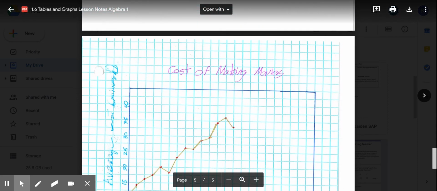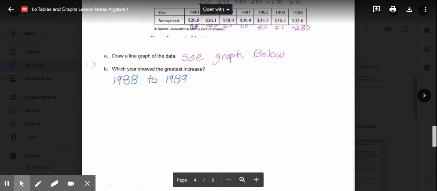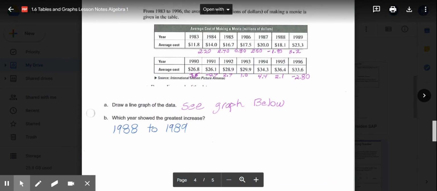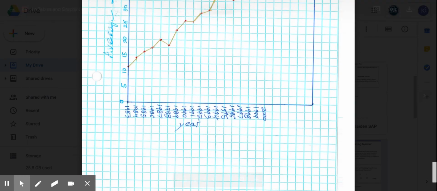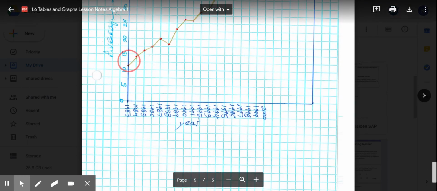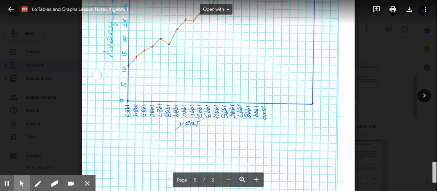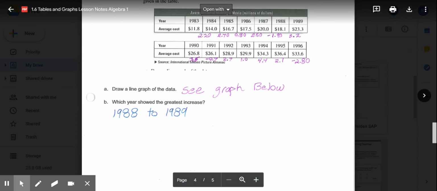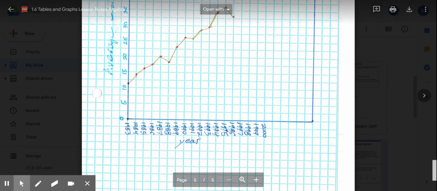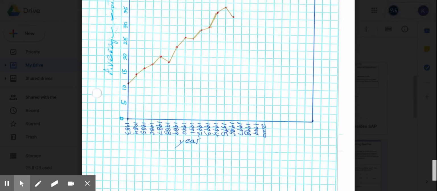And then to create your line graph, the first thing you want to do is just put your dots. So 1983 at 11.8. 1983, I'd go up to roughly where 11.8 was, put a dot. Then for 1984, it was about 14 million. So I put a dot at about 14 million. 1985 was 16.7 million. So for 1985, I went up to where roughly 16.7 is, put a dot. So for each year, I just put the dot on the graph.